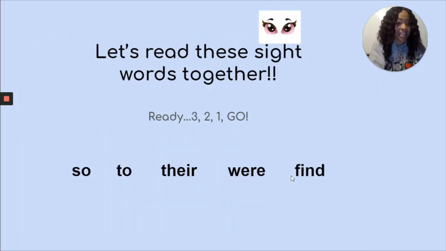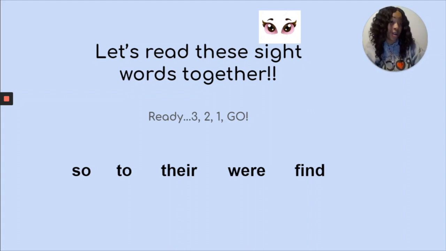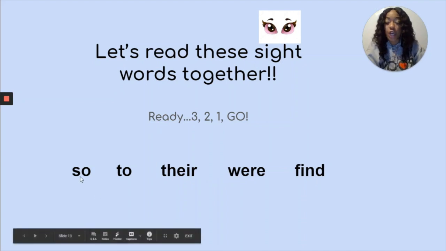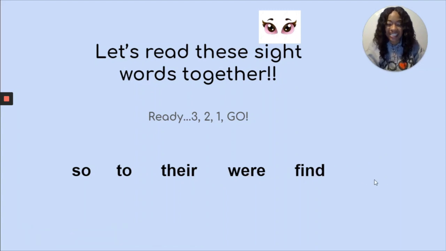Now we're going to read these sight words together. And if you're from Ms. Bailey's class at George Mason, you know anytime you see eyes, these are words that we should be able to read right on sight. Are you ready? 3, 2, 1, go. So, to, there, were, find. Let's read them again. So, to, there, were, find.